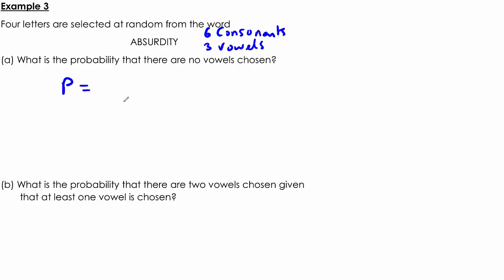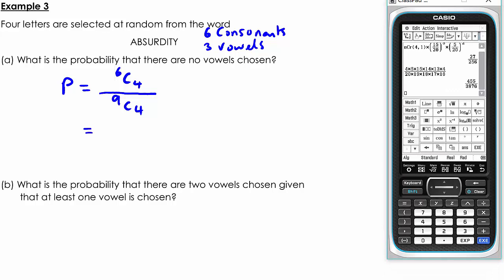Well, if we have no vowels chosen, then all 4 of our letters must be chosen from the 6 consonants. And since we want a probability, we want to divide that by the total number of ways we could choose the 4 letters, which is just 9C4. So all we need to do is calculate that.